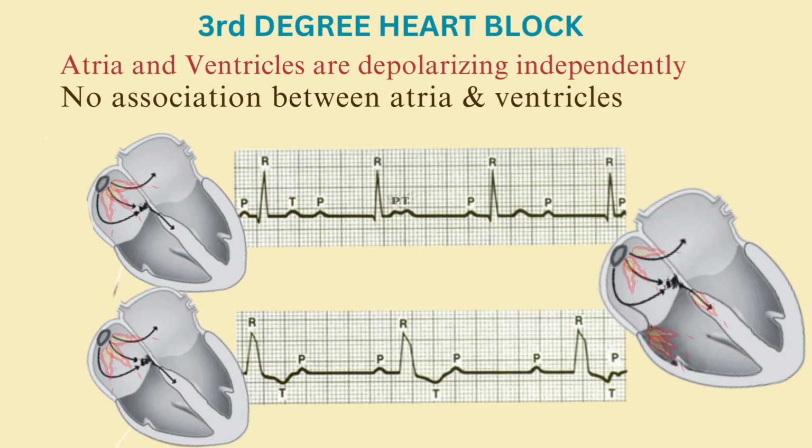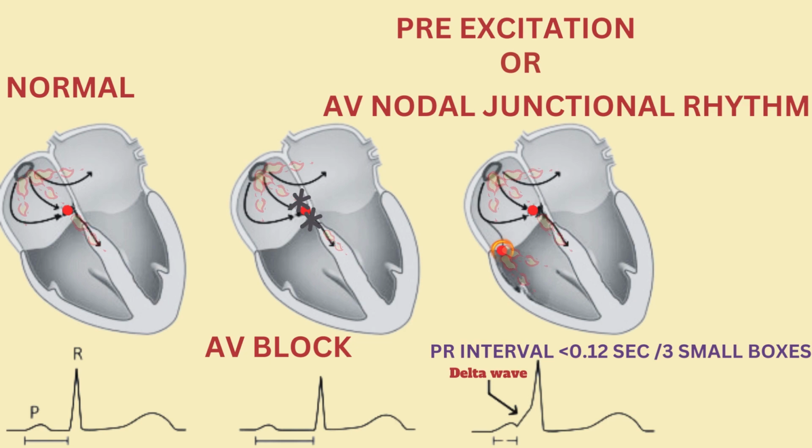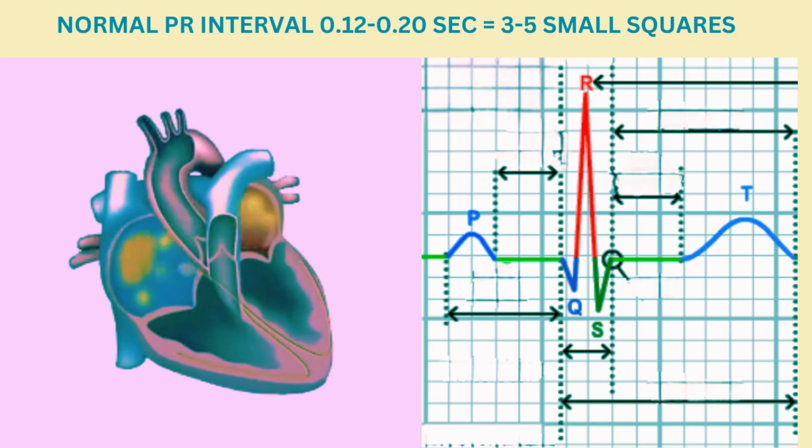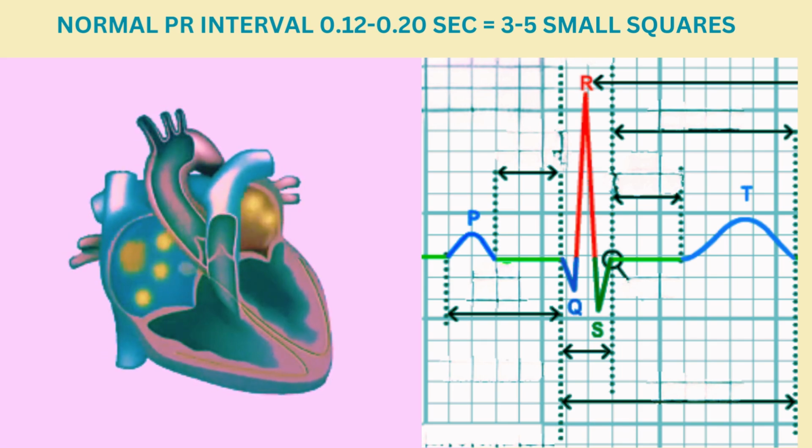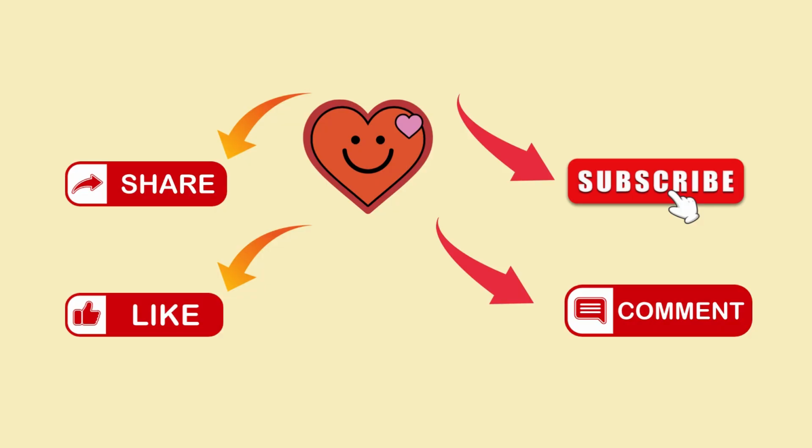In third-degree heart block there is AV dissociation. PR interval less than 0.12 seconds, that is 3 small squares, suggests pre-excitation or AV nodal junctional rhythm. So for normal sinus rhythm, a normal PR interval is essential, which is between 0.12 to 0.20 seconds, that is 3 to 5 small squares. We will continue characteristics of normal sinus rhythm in the next video.